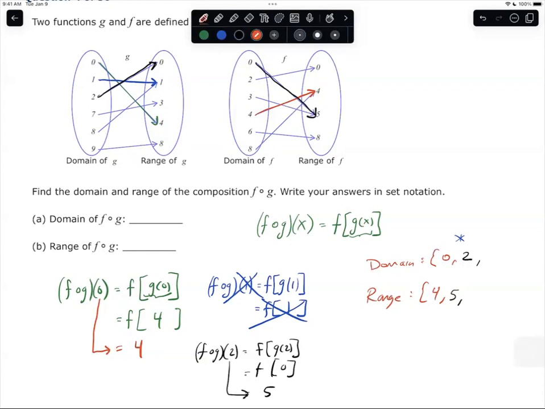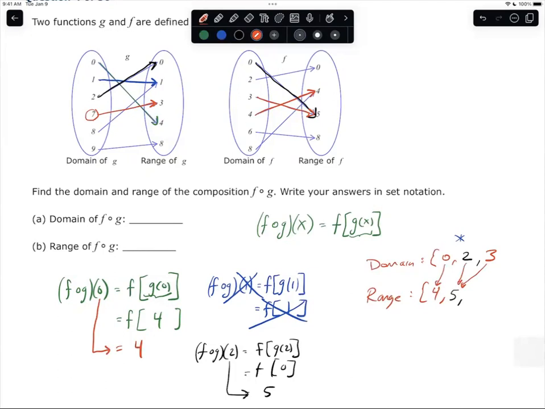All right. Is that okay so far? Yeah. So let's just try the other ones. I'll just do them with the picture. How about 7? Is 7 included in the domain of f of g? Okay, 7 gets mapped to 3, and then 3 gets mapped to 5. So that does work. 5 we've already put in the range of f of g, so we'll just leave it as 7 and 5.